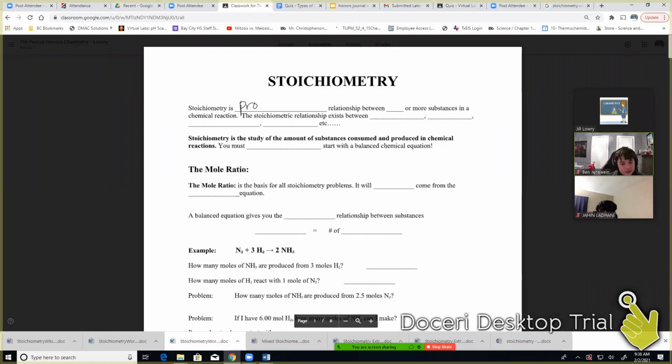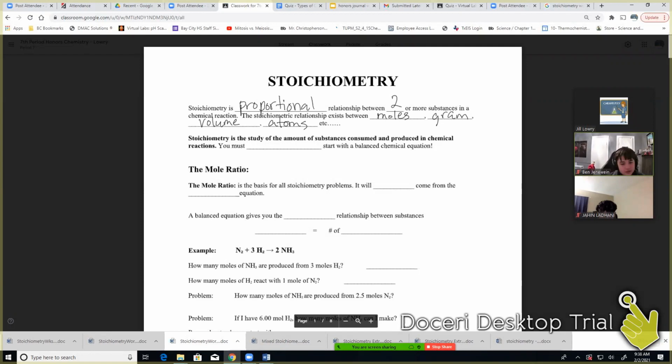So this is supposed to be a proportional relationship between two or more substances in a chemical reaction. This exists between moles, grams, which are the two that we're mainly going to be doing, volume, and atoms. So stoichiometry is the study of the amount of substances consumed and produced in a chemical reaction.